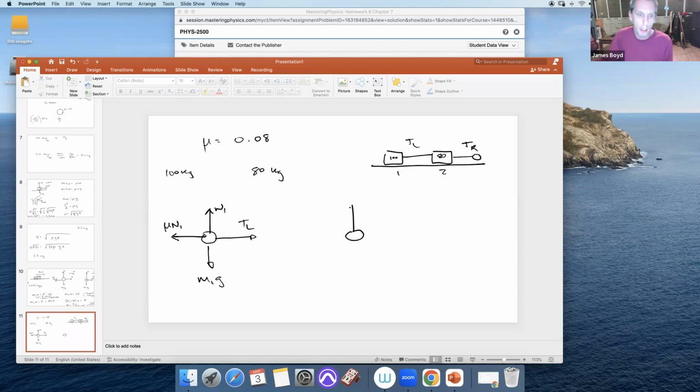For my second, I have N2, M2G. I have the tension of the rope on the right. I have the tension on the rope on the left. And I have, again, mu N2. I'm going to assume my acceleration is going that way.